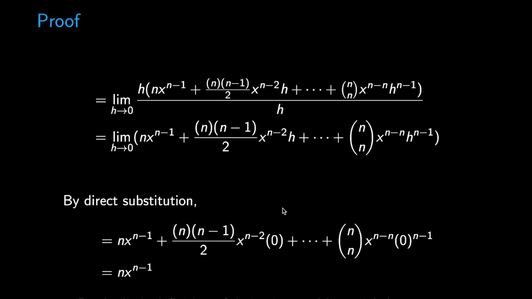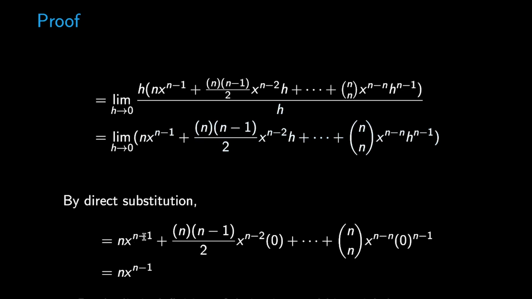This leaves us with the following. It leaves us with the limit as h approaches 0 of n times x raised to n minus 1 plus n times n minus 1 over 2 up to the last term. Now, by direct substitution, what's really interesting is that since all of these are left with an h, when you substitute 0 into all of these terms, they cancel except for the first term, which is n times x raised to n minus 1. So by direct substitution, we get the following.